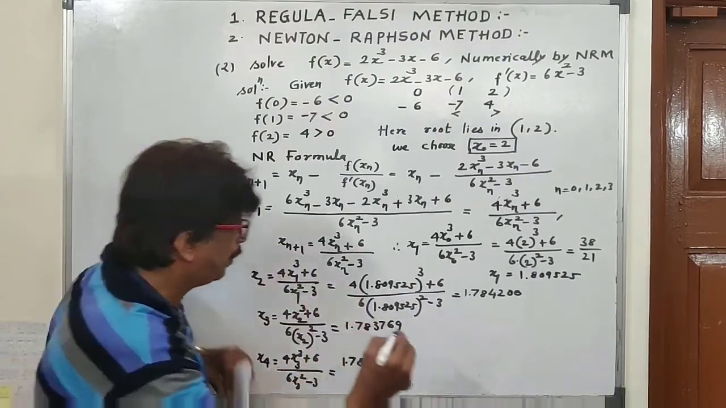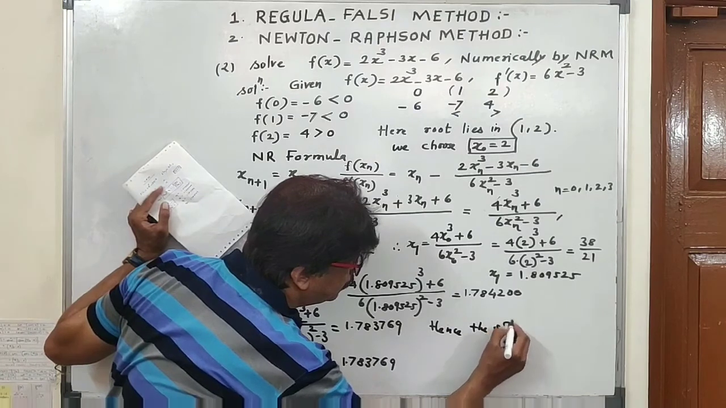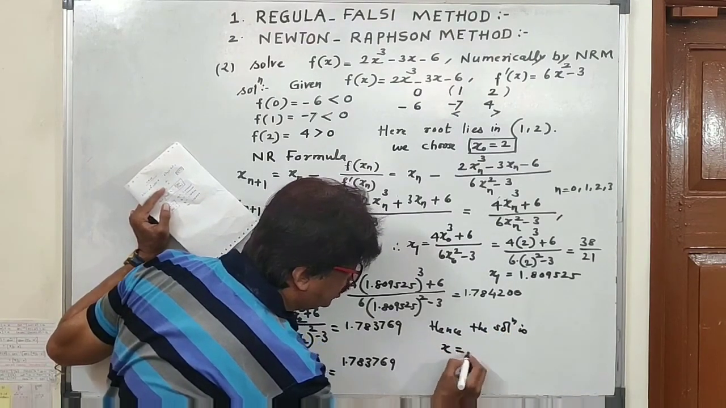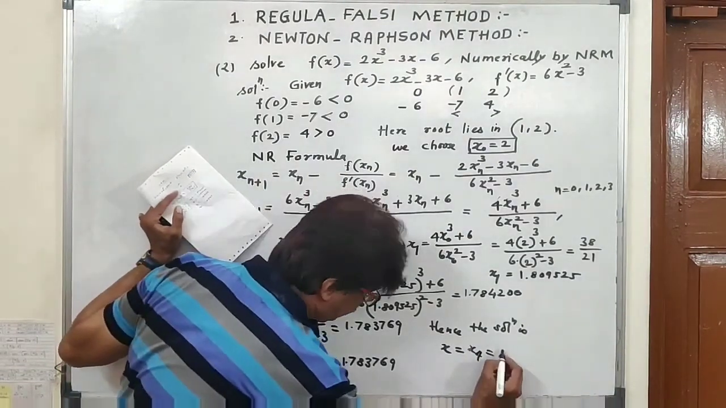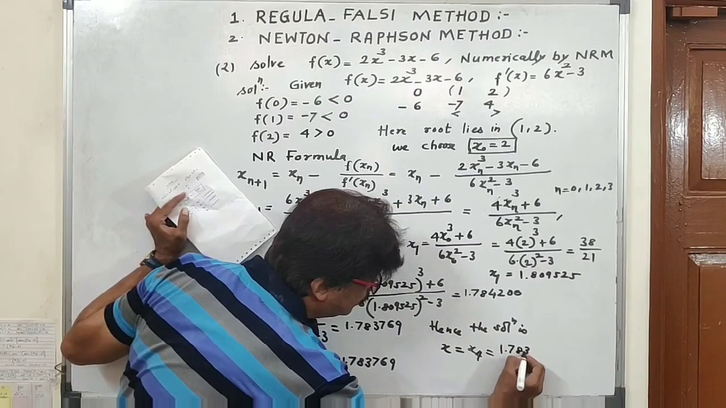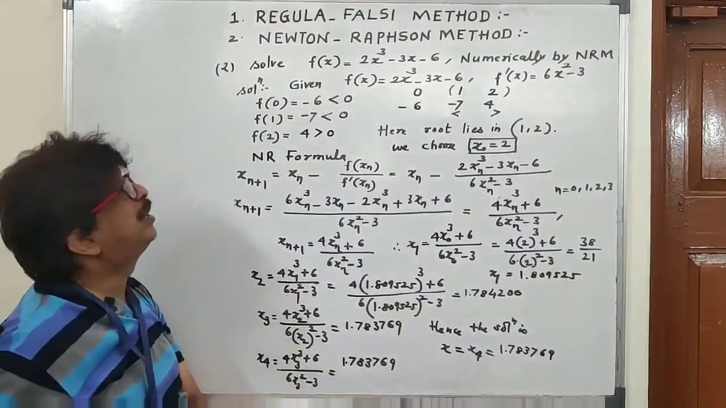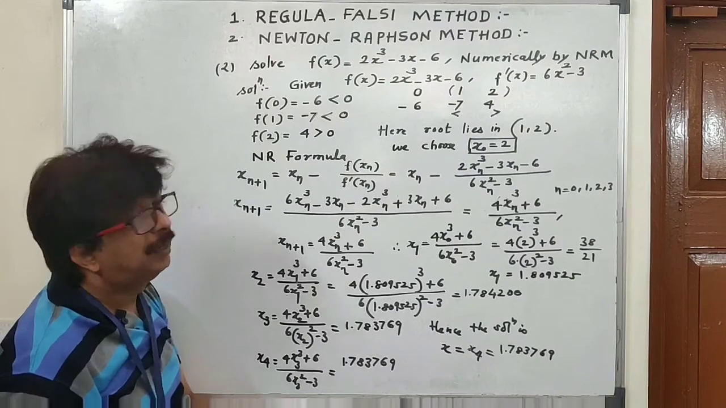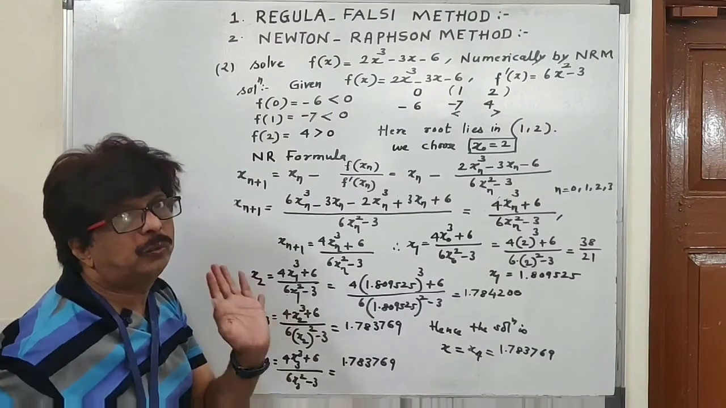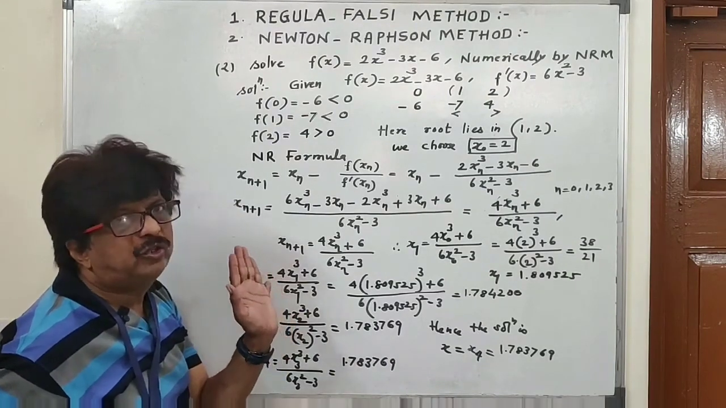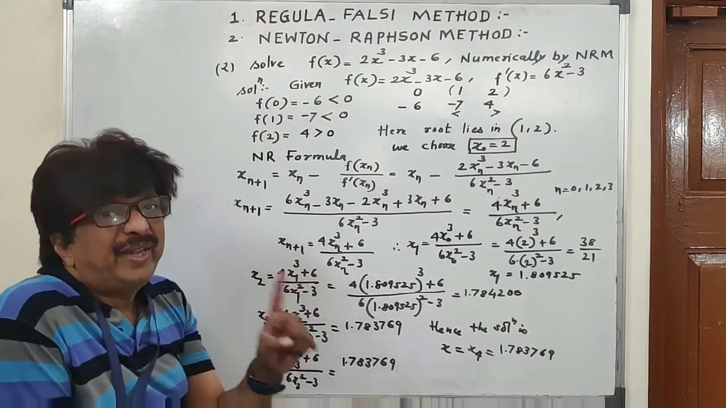The solution is the x₄ value. Hence the solution is x equal to the last value, which is 1.783769. If I put x₄ equal to this in this cubic equation, 2x³ − 3x − 6, it will be nearest to 0.